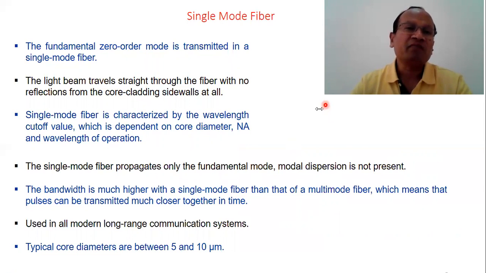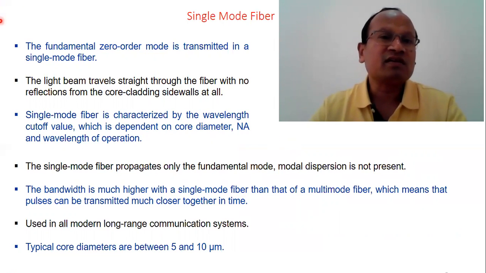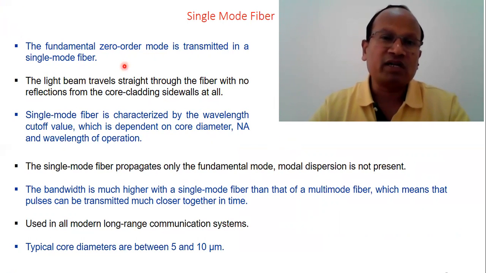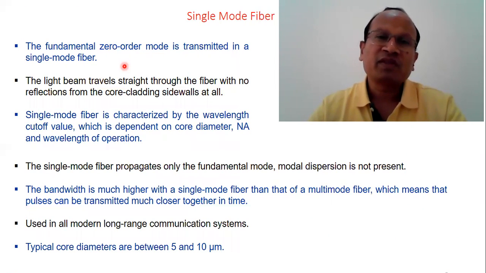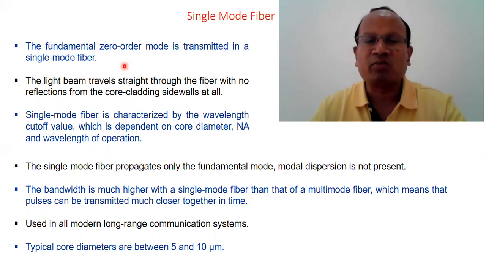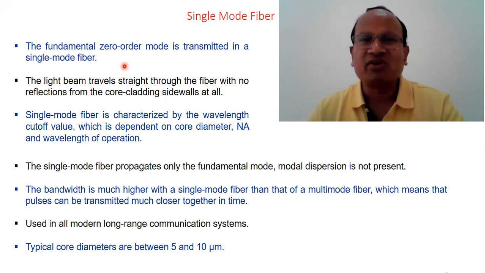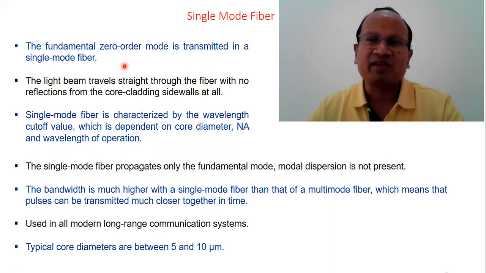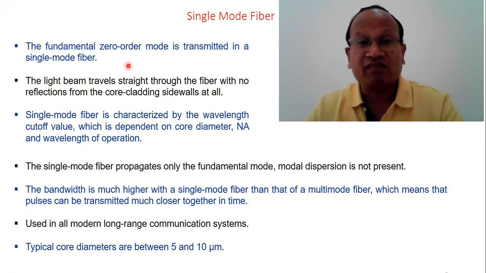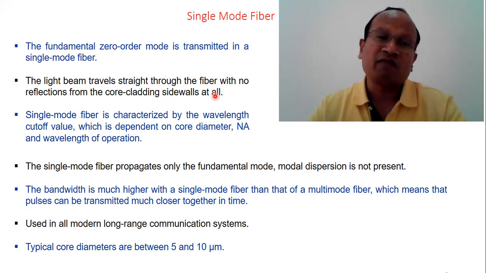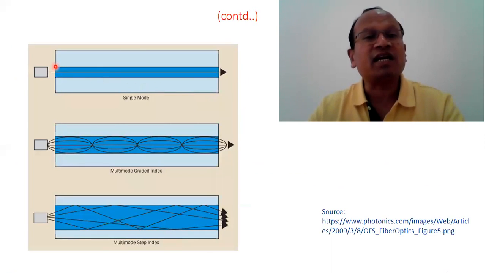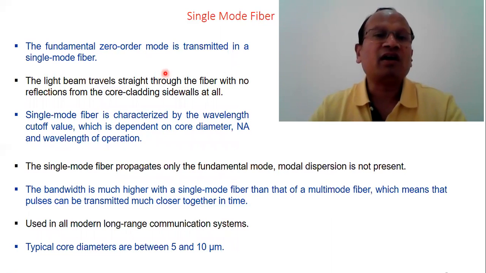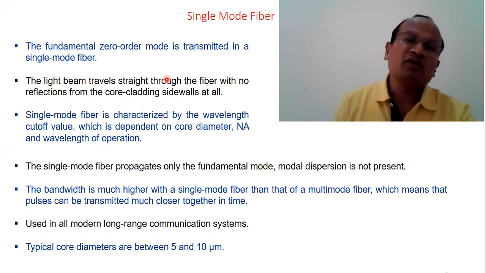So single mode fiber is fundamental, zero order mode is transmitted in the single mode. There is no first order, second order, third order mode, because there is only one mode. So we can say zero order mode is transmitted in single mode fiber. The light beam travels straight through the fiber and no reflections from the core cladding interface. You see here, straight forward it moves. There is no bending or reflections anywhere in the core cladding interface.